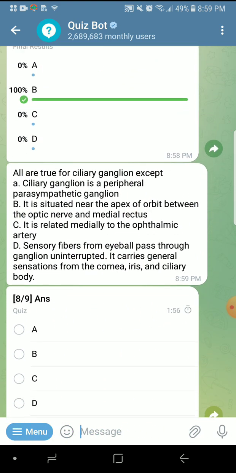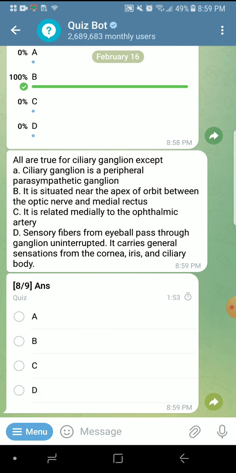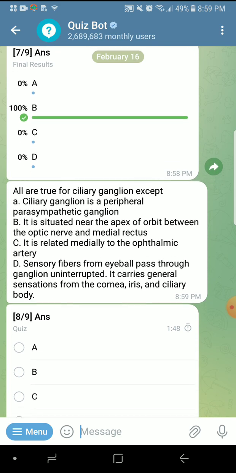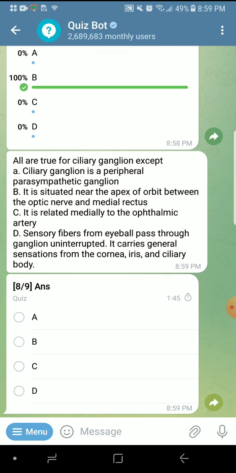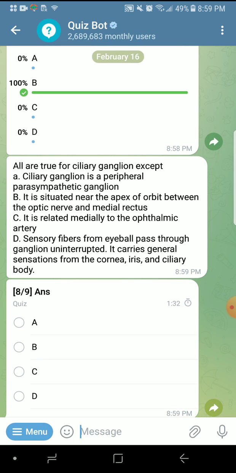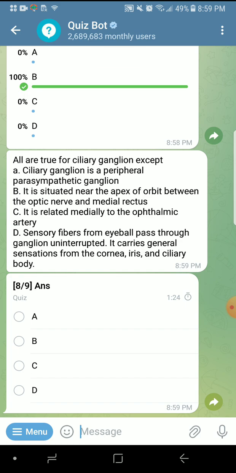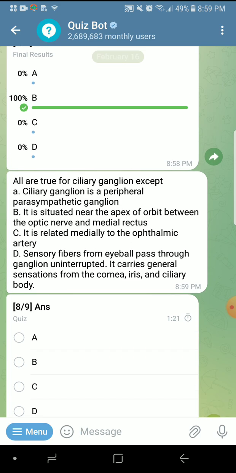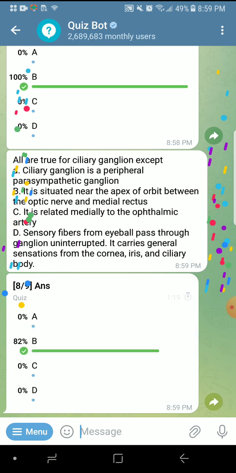Now ciliary ganglion. This is slightly difficult because only one word is wrong over here. It is a parasympathetic peripheral ganglion, yes. Situated near the apex of the orbit, yes, but between the optic nerve and lateral rectus. B is the answer over here. And yes, it is related medially to ophthalmic artery. And sensory fibers, I told you already, they go in uninterrupted. The pupil constriction fibers they synapse, but the sensory fibers they do not synapse. They carry sensations of the cornea and iris, but they don't synapse. They go uninterrupted. That is a true statement. But it is between the optic nerve and the lateral rectus, not the medial rectus. Slightly difficult question.